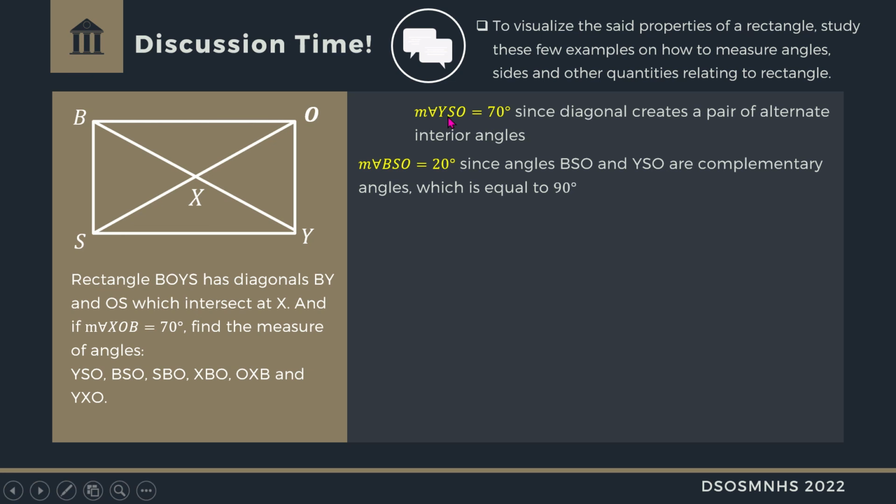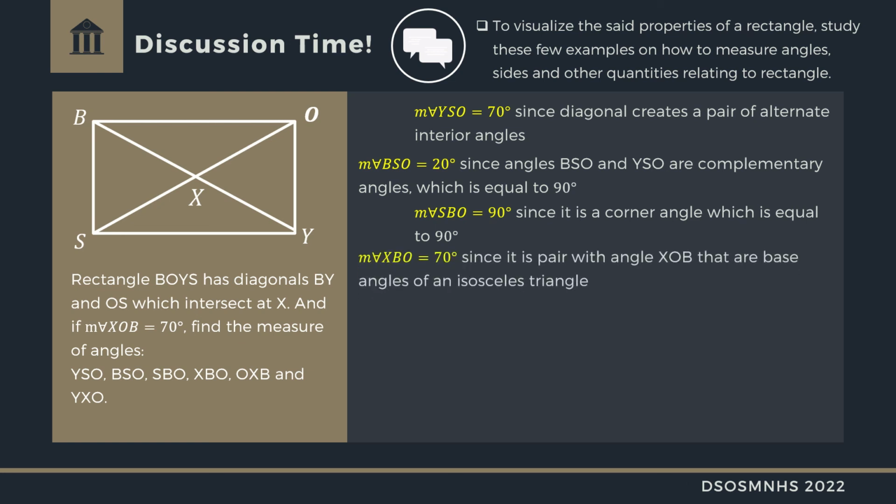So, solving this, YSO is 70 degrees, therefore its pair to make 90 degrees is also 20 degrees, since they are complementary. Remember, supplementary is 180; complementary, when two angles are added, the result is 90 degrees. Next, angle SBO is 90 degrees since it is a corner angle. All corner angles are right angles, which measure 90 degrees.